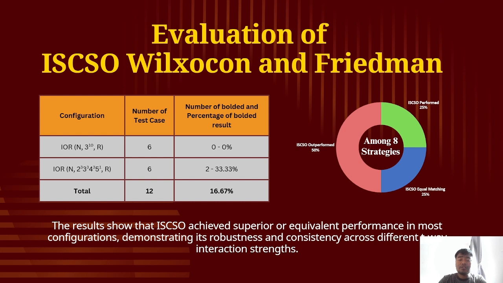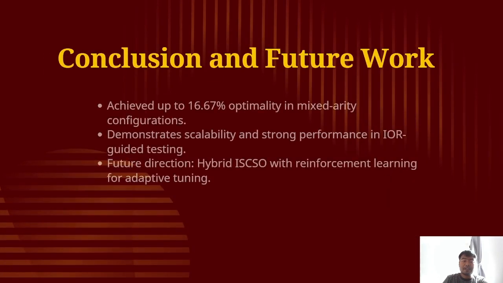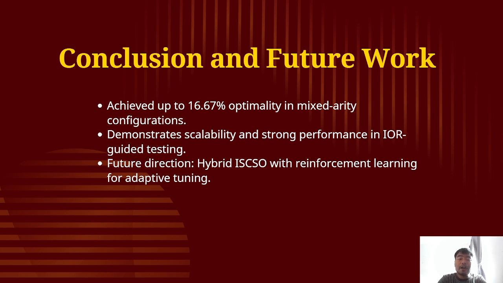The results show that ISCSO achieves superior or equivalent performance in most configurations, demonstrating its robustness and consistency across different T-way interaction strengths. For the conclusion and future work, it can achieve up to 60.67% optimality in a mixed-strength configuration. It demonstrates scalability and strong performance in IOR-guided testing. For future work, we will hybridize ISCSO with reinforcement learning for adaptive tuning. If we hybridize it with reinforcement learning, maybe it can create better results and outperform other strategies. This is from me. Thank you.